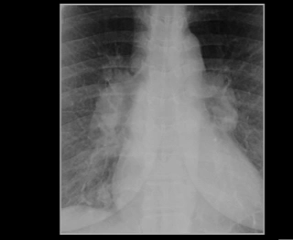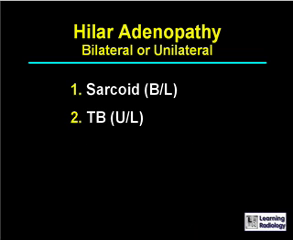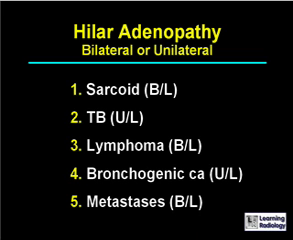Here's the next differential. Pause the player. The differential is hilar adenopathy, bilateral or unilateral. There are 5 causes. Pause the player. The differential diagnosis for bilateral or unilateral hilar adenopathy would include sarcoid, which is usually bilateral, tuberculosis, which is usually unilateral, lymphoma, which is usually bilateral, bronchogenic carcinoma, usually unilateral, and metastases, which can be either unilateral or bilateral.